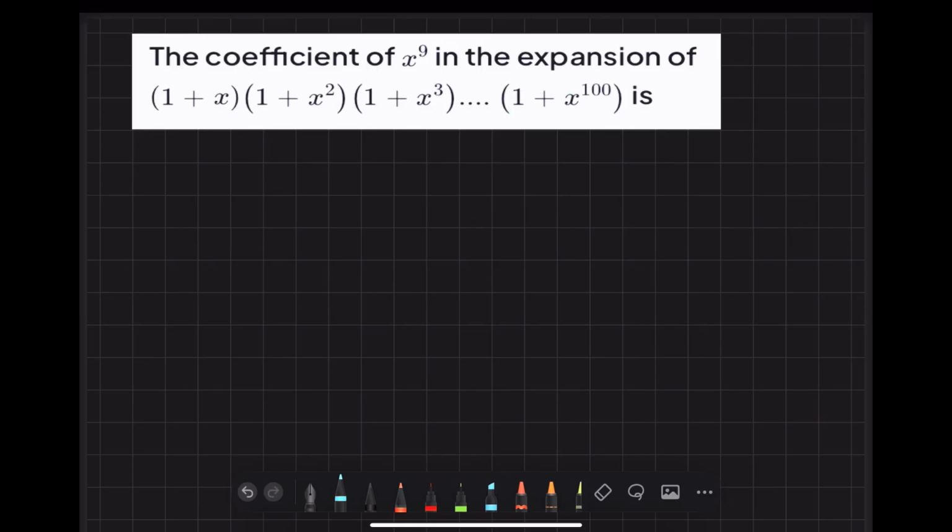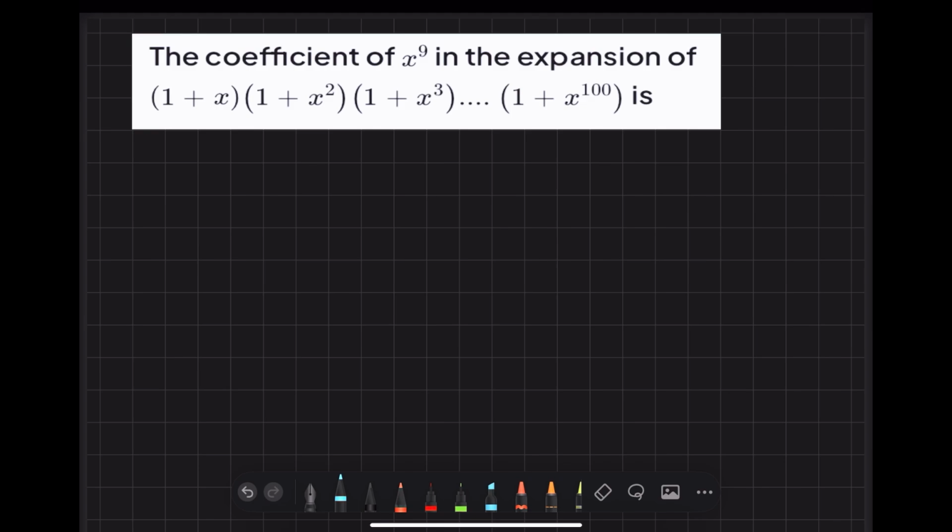So we got this situation. The coefficient of x power 9 in the expansion of this. Okay, now look at this question. So how we will approach, just try to understand. So we don't have anything in power, correct?